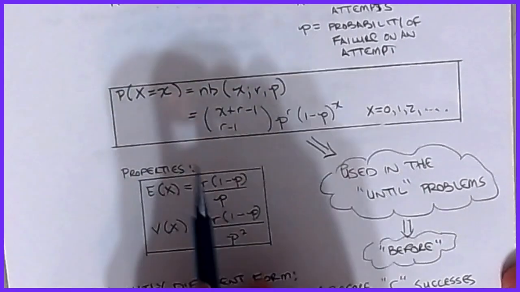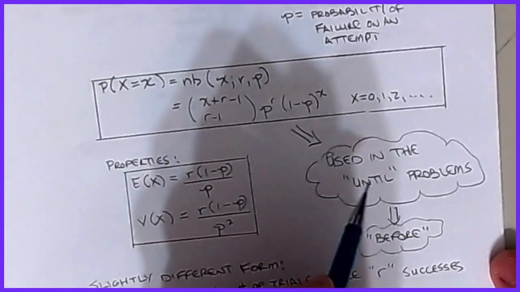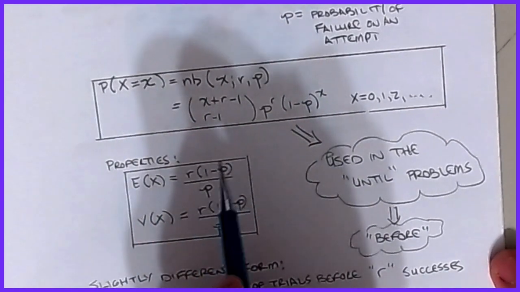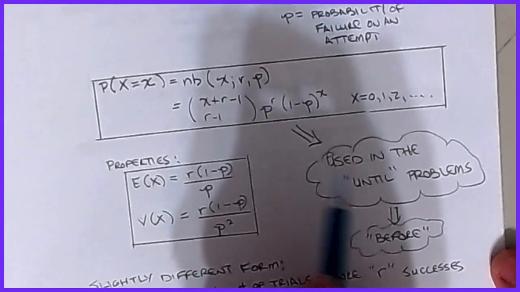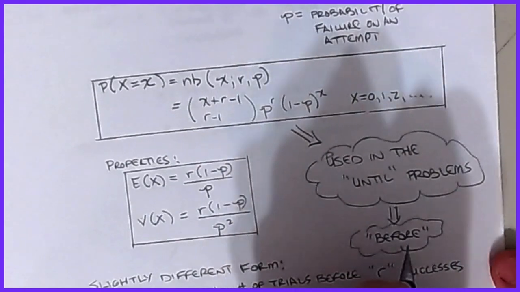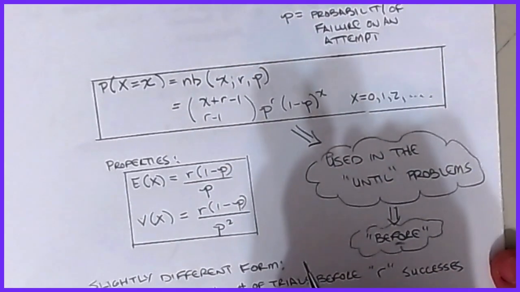What this problem allows us to solve is the until scenario. Before, we couldn't do that. Now we're examining the number of attempts it takes until we get the specific number of outcomes that we want. Any problem that has a before written in it will be a tip off that this is a negative binomial.